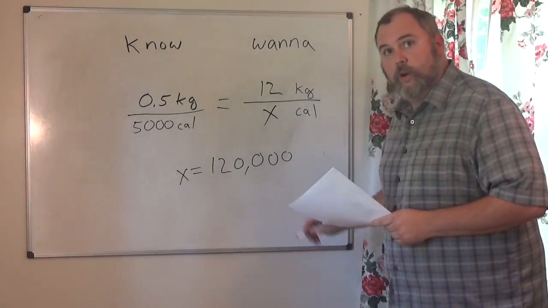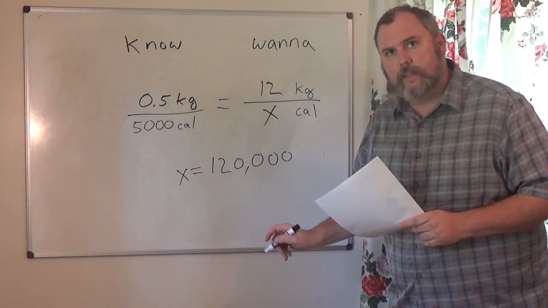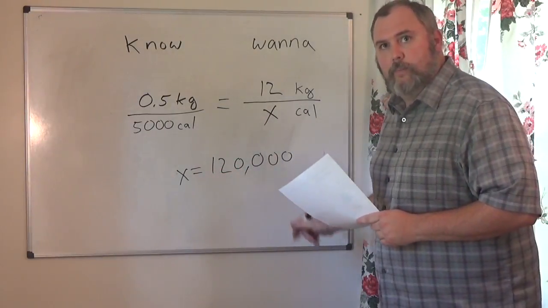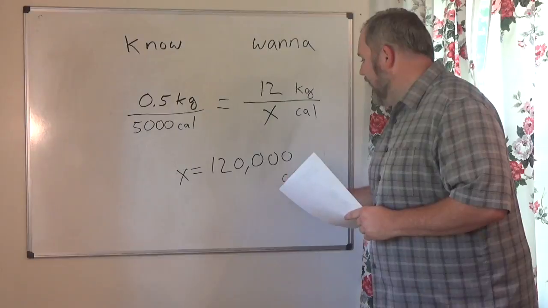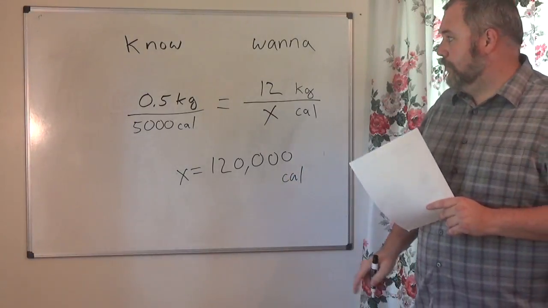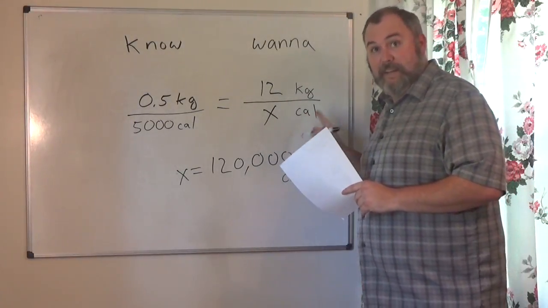Now, the answer for this is 120,000. That's what X came out to be. But it's not just the number, it's 120,000 calories. Don't forget the unit, because that's what we were asking for, how many calories.